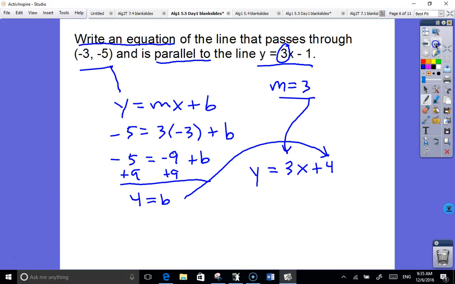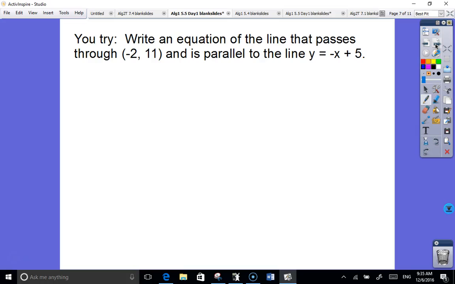Okay, so here's your you try. Write the equation of a line that passes through the point -2, 11, and it's parallel to the line y equals -x plus 5.